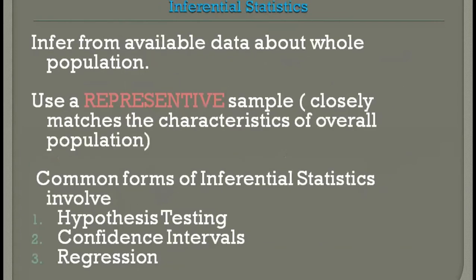And inferential statistics is about you have some small amount of available data, and based on that small amount of available data, you want to make projections, or you want to understand how the whole population is going to behave. So common forms of inferential statistics involve how you perform those inferences. You may be using hypothesis testing, you may be using confidence intervals and regressions.